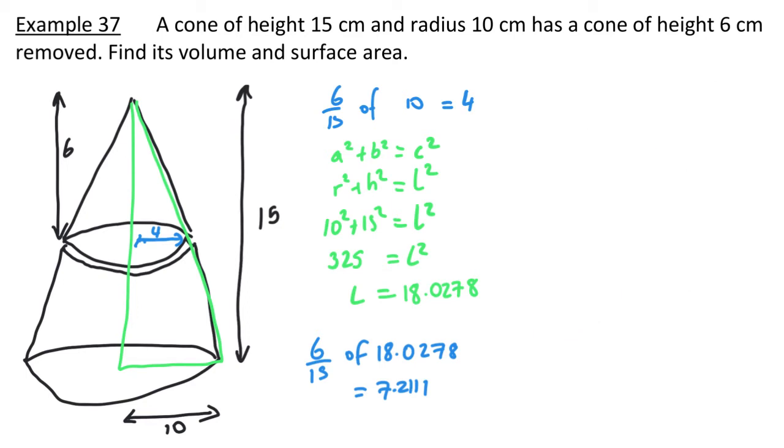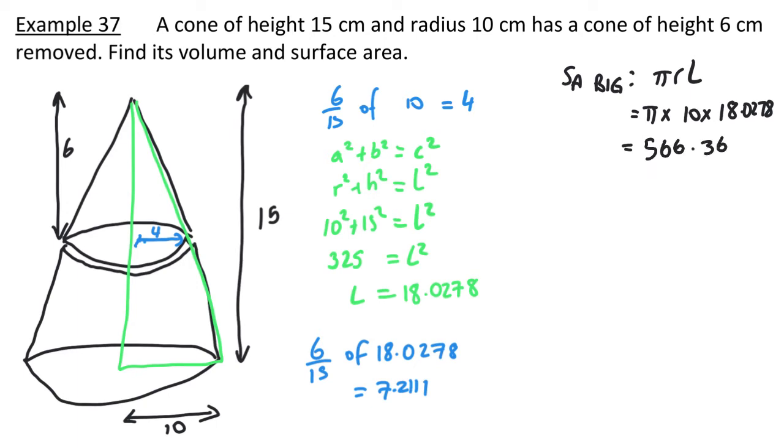Now to work out the surface area of the frustum, we're going to have to do the surface area of the large cone and the small one. So the surface area of the big one is pi r l, which is pi times 10 times 18.0278, which is 566.360.